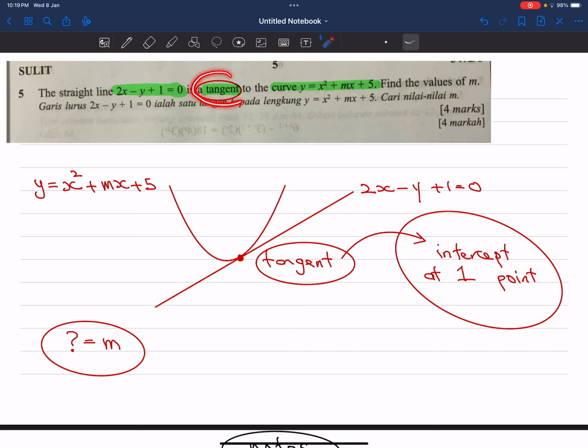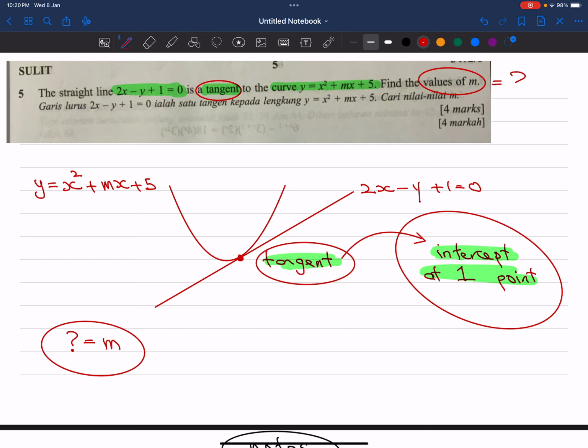Now the word tangent means it is intersecting only at one point. So the straight line is intersecting the curve which I draw, the curve with the equation, only at one point. So the word tangent means the straight line intersects with the curve at one point. And the question is asking, find the value of m. And that's what the question is asking.